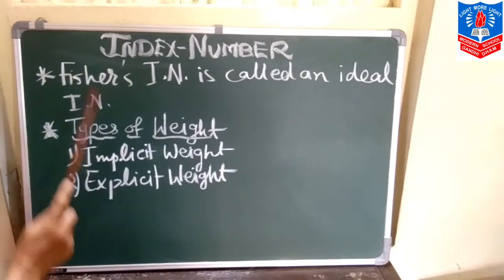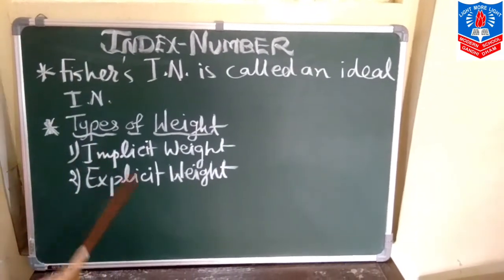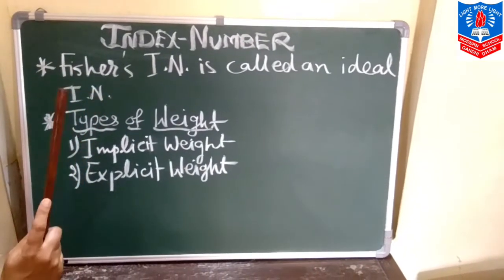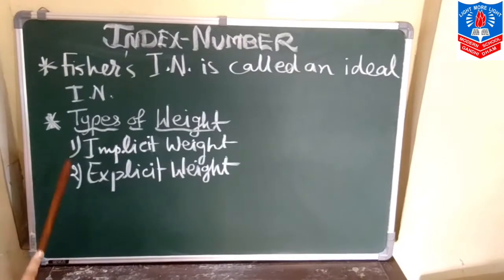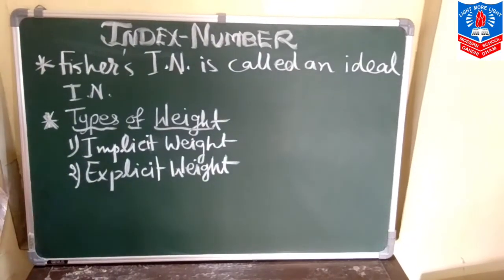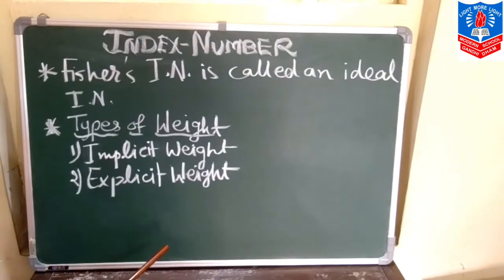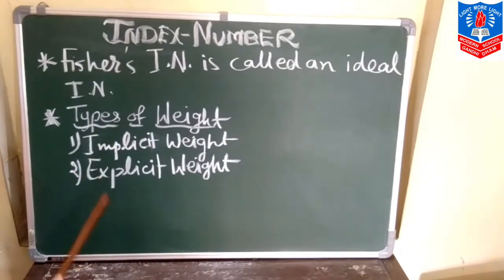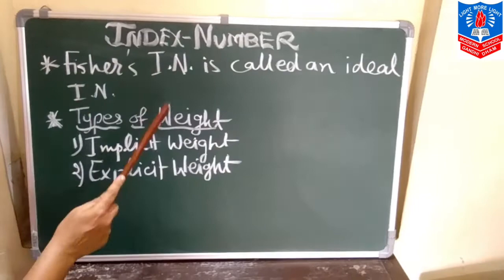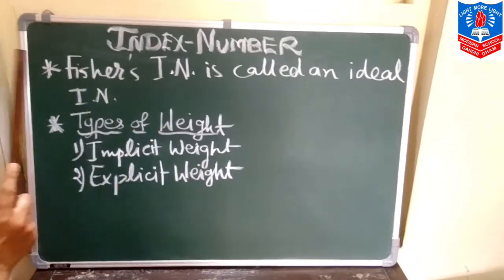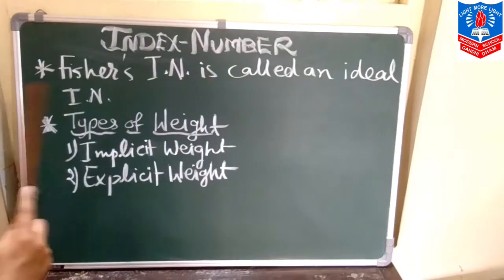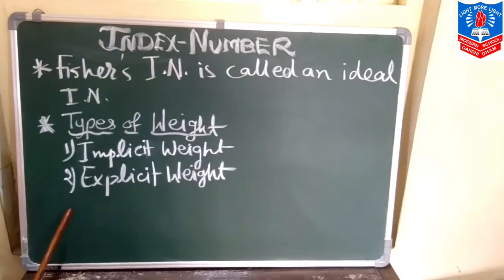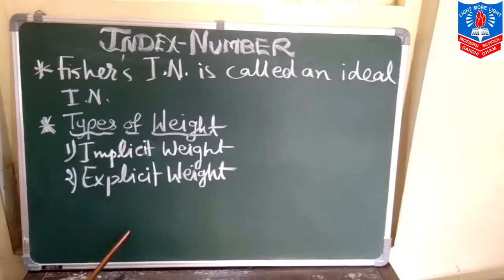Now for this there are four reasons why Fisher's index number is called an ideal index number. Number one, the quantities of both years, base year as well as current year, are taken in the calculation for constructing this Fisher's index number. If you remember, we find the root of IL and IP, the Fisher's index number. So both are considered in this.